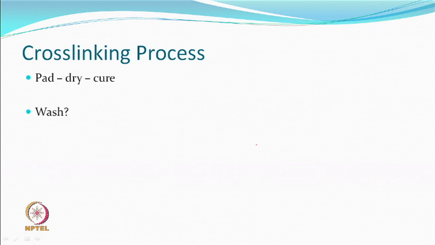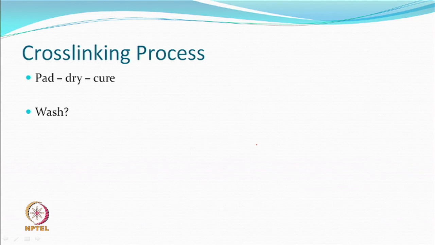So, the cross-linking process is for setting: pad, dry, cure. This is the process which is used for the fabric, and if you have to use it for texturizing also, the same process has to be used. Padding means you have a solution of a cross-linking agent and a catalyst also, and they have to be applied onto textiles. One of the easiest ways of applying is padding, and then you dry and then cure.